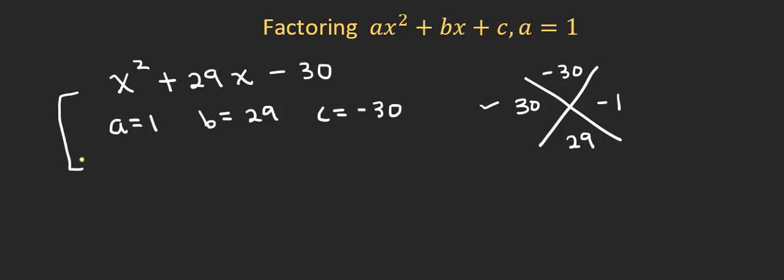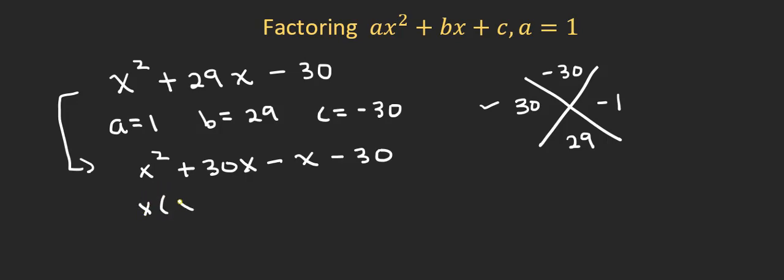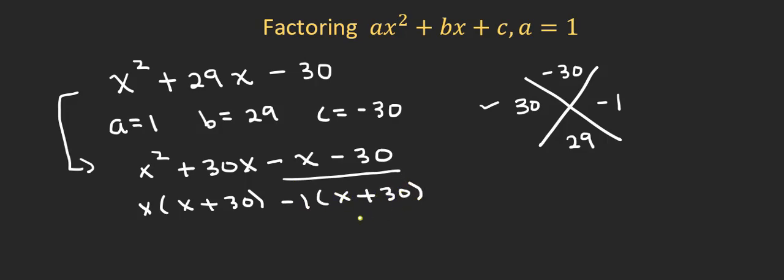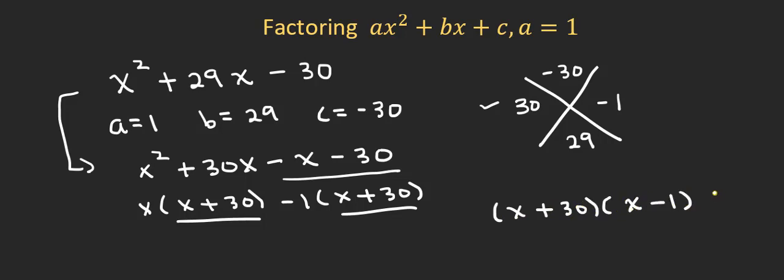So I'm going to rewrite this again: x squared plus 30x minus x minus 30. So let's do factoring by grouping. What's the common factor? x. Then you have quantity x plus 30. Now, what is the common factor over here? It's negative 1. You get negative 1 times quantity x plus 30. You have a common factor, which is x plus 30. So I'm going to take out quantity x plus 30, and then what's left over is x minus 1. And there's your answer.